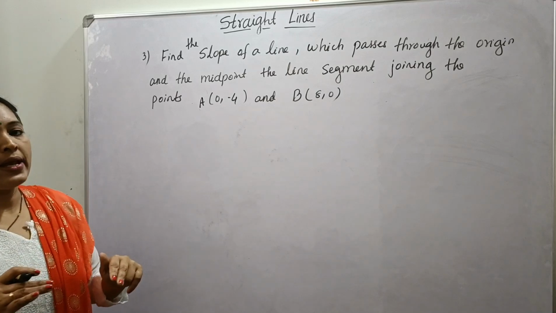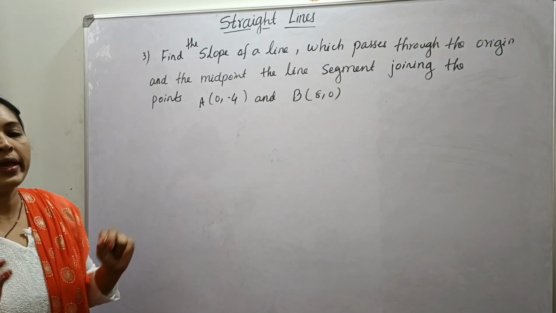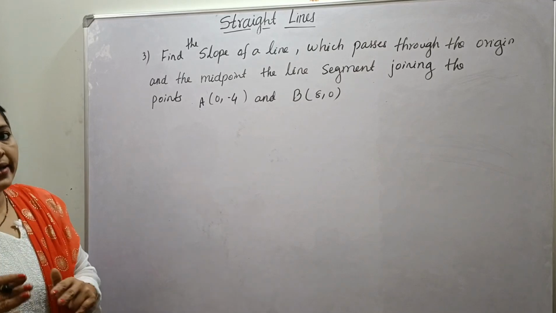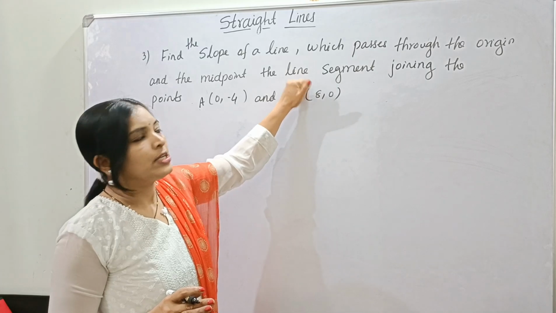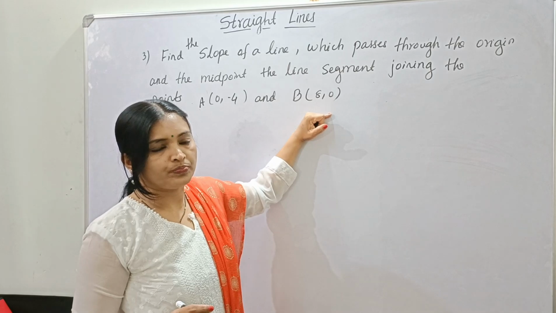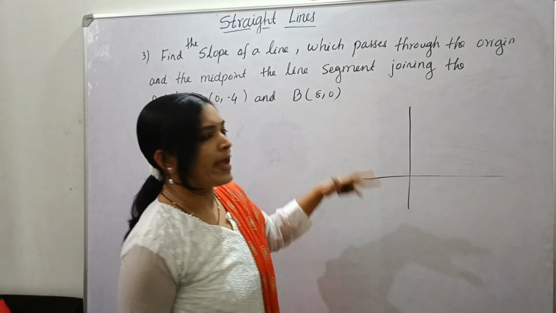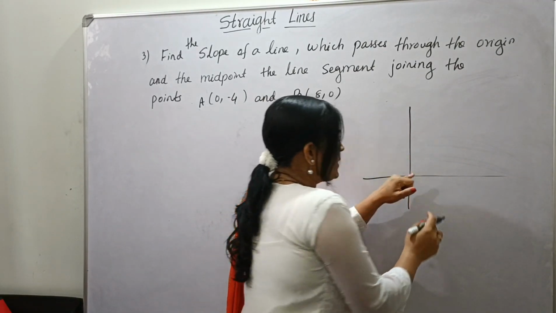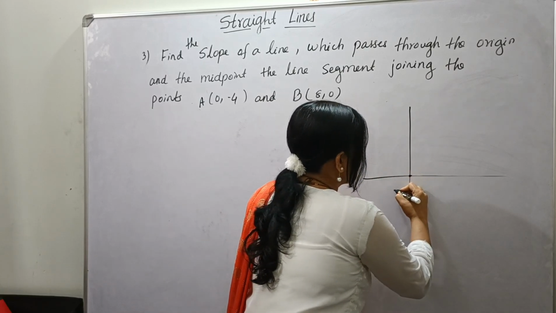This line passes through the origin. Origin means (0, 0): x coordinate 0, y coordinate 0. And the midpoint of the line segment joining the points A(0, -4) and B(8, 0). If you are confused, just draw the xy plane. We have to find the slope of a line that passes through the origin, which is where x is 0 and y is 0.